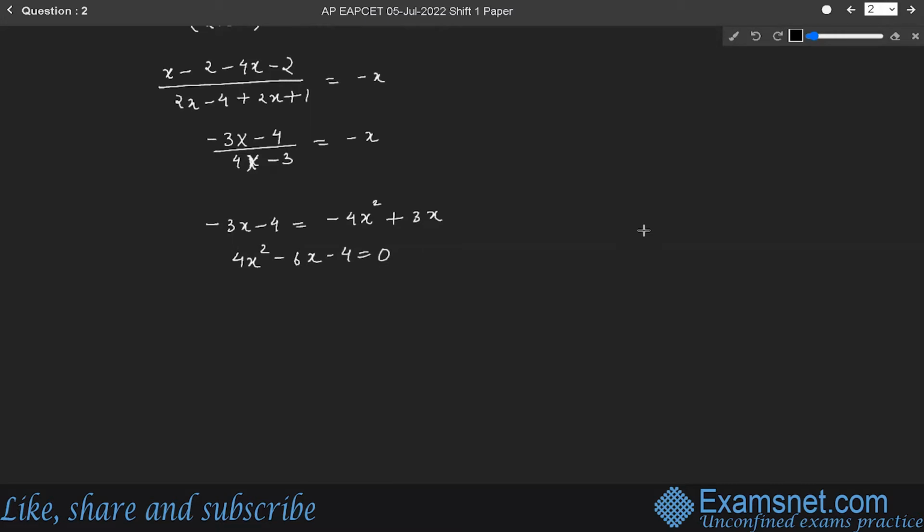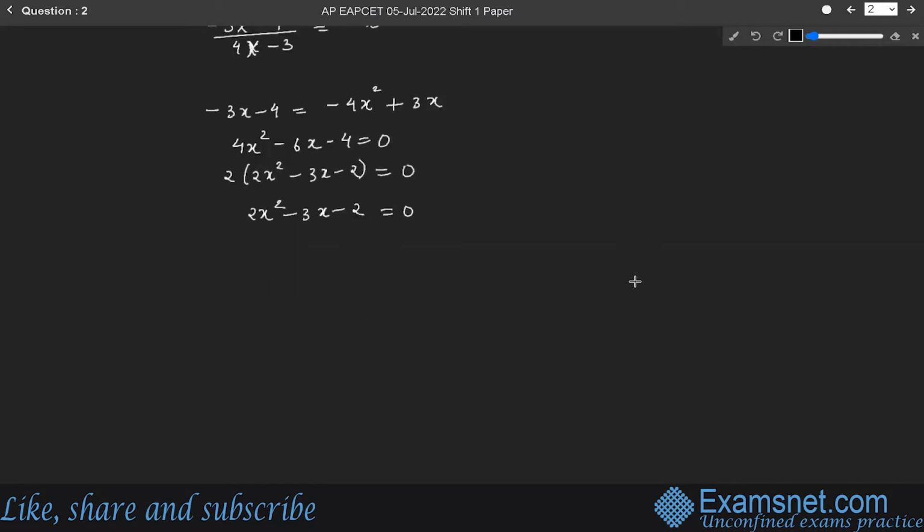By splitting the middle term and taking 2 common here, the equation becomes 2x square minus 3x minus 2 is equal to 0. So 2x square minus 3x minus 2 will be equal to 0. Now, by splitting the middle term, we will get 2x square minus 4x plus x minus 2 is equal to 0.